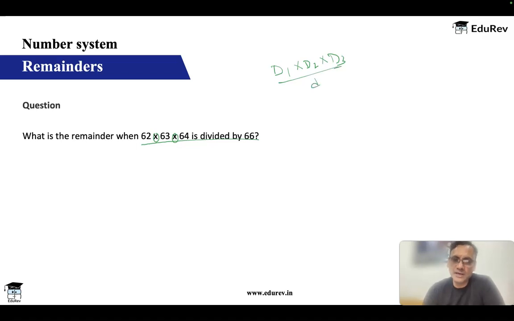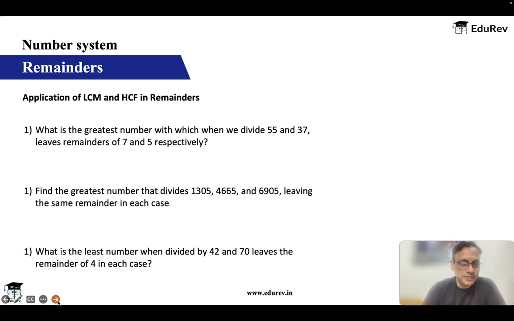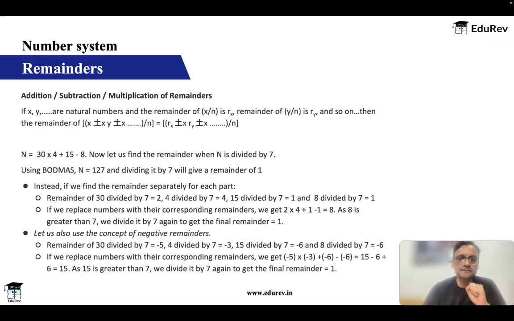What happens when you have multiple dividends or you have dividend into parts? Let's look at the concept related to this first. So addition, subtraction and multiplication of remainders. Understand this and then we'll go back to that question. If x, y are natural numbers and the remainder of x divided by n is this remainder, y divided by n is this remainder, and so on, then the remainder of x plus minus or multiply y plus minus or multiply divided by n is same.